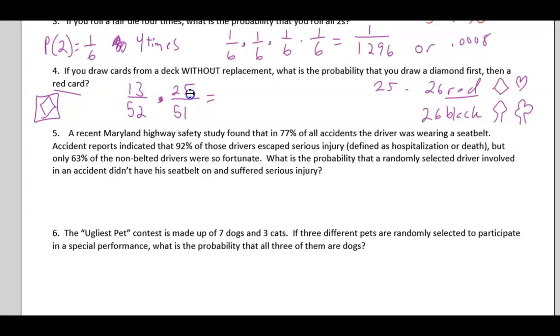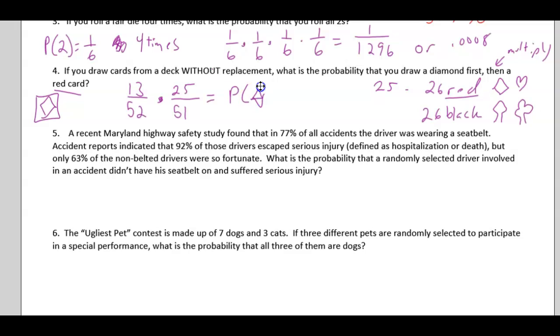And then I have to pull from all the red cards. There are 26 red cards in the deck. I already pulled out one diamond, which is a red card, so now there are only 25 cards left in this deck that could be red. I'm just explaining that to you again. Because we had to pull out a diamond and a red, we're going to multiply. This is the probability of a diamond.